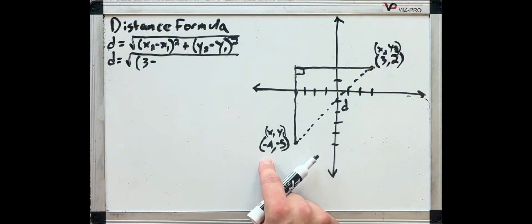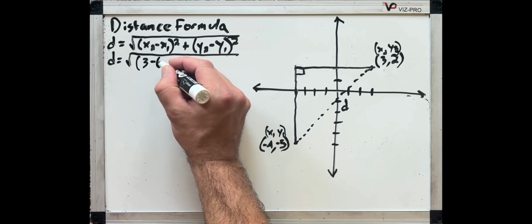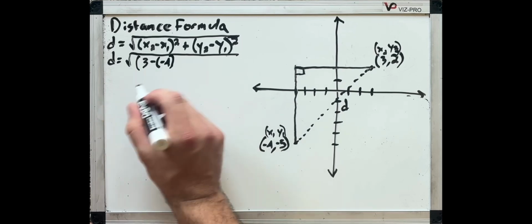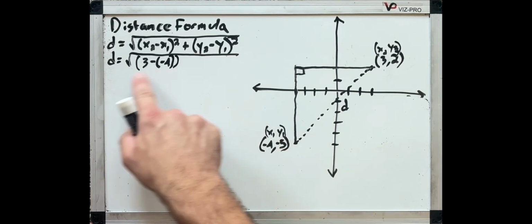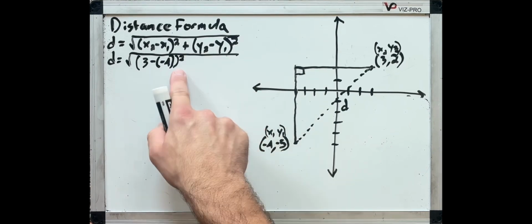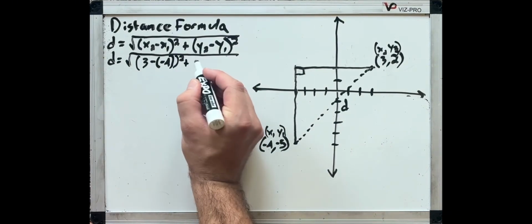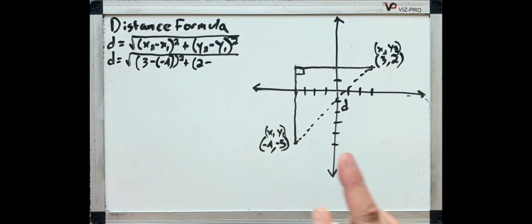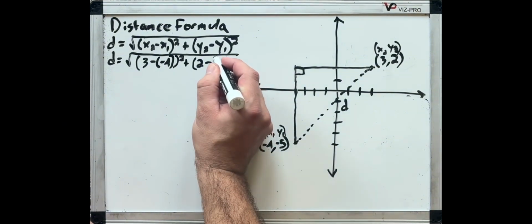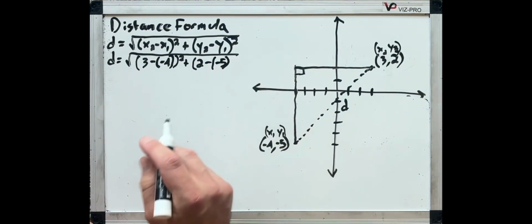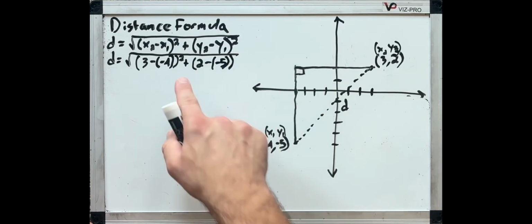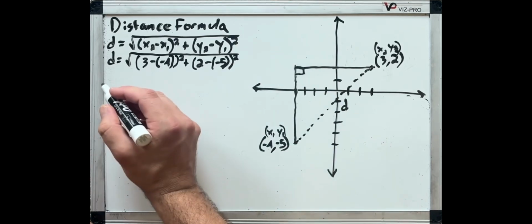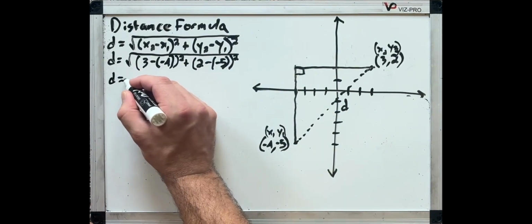And I tell my students to always put the negative values in their own parentheses, (-4), to help keep you from making little mistakes with the signs. Then you close that first parentheses, make sure you don't forget to square that quantity, and then plus our y2, which is 2, minus our y1, which is negative 5. Negative 5, and then don't forget to close that second parentheses and square it. Okay, now we go down one more. Distance equals the square root.